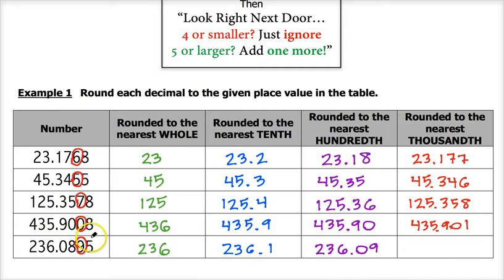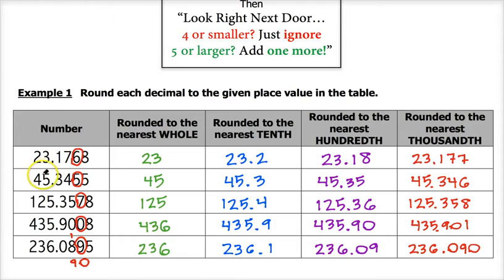If we look to the right we have a 5, so we add 1 more. When you add 1 more to 9 though, you get 10. And so you have to think about carrying that 1 up, just like we do when we do regular two-column addition, carrying that 1 in the 10 to the 8, and so that actually becomes a 9. So this, rounded to the nearest thousandth, is actually 236.090. Okay, rounding a 9 up will automatically make the digit to its left go up by 1 as well.